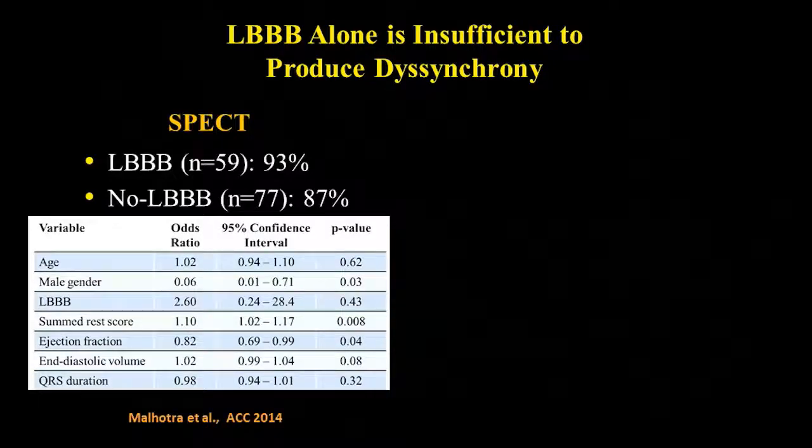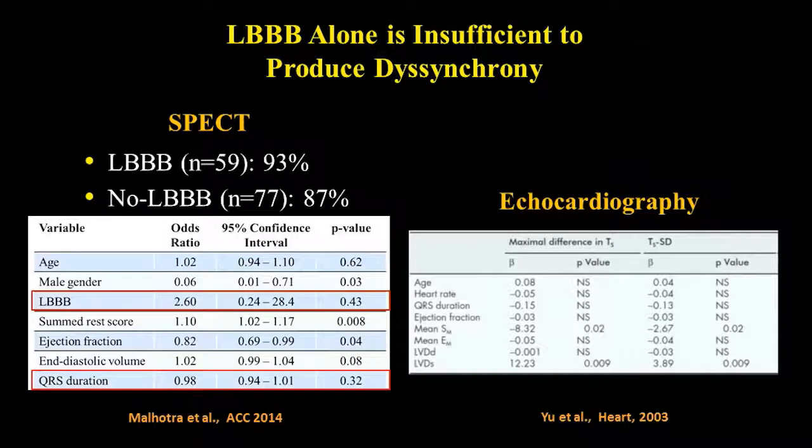So left bundle branch block alone is insufficient to produce dysynchrony. This is data from our lab. Patients with and without left bundle branch block, the only predictors of dysynchrony in this population with low ejection fraction were the summed rest score, or the infarct size, and ejection fraction, and maybe the volumes. Left bundle branch block and QRS duration, electrical dysynchrony, were not predictors of mechanical dysynchrony.